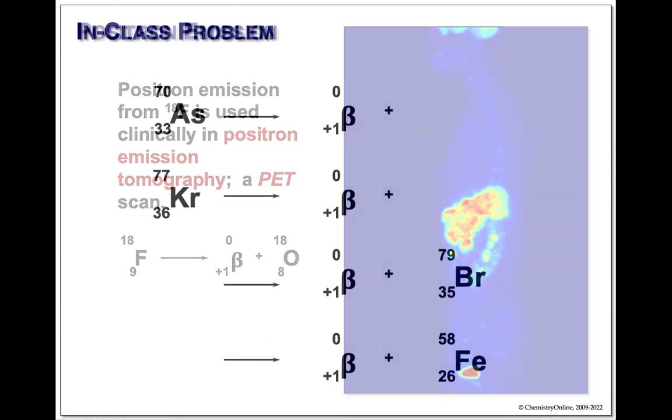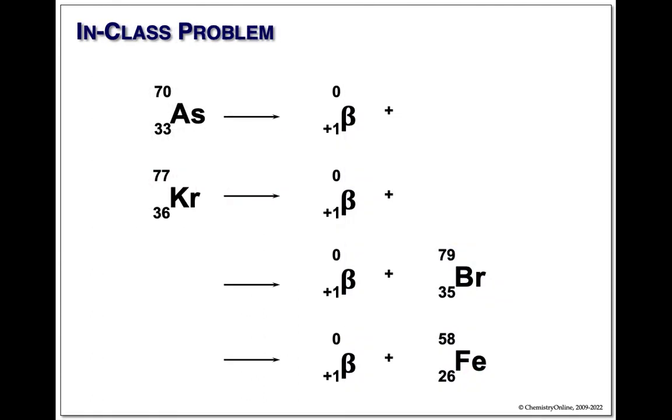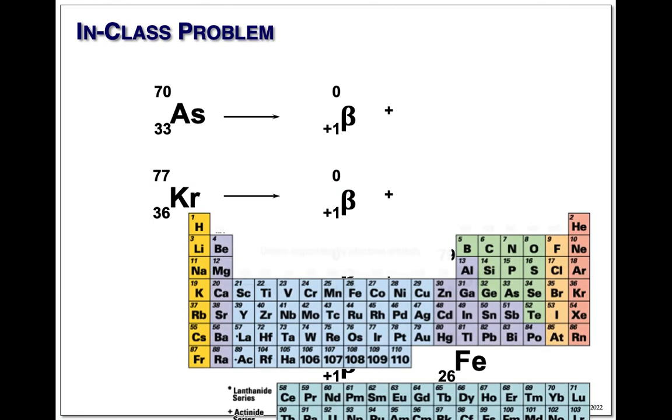All right, let's look at another problem set. We have arsenic 70, atomic number 33, loses a positron. What are we going to make? Well, the atomic number will drop by 1. So we started at arsenic, we're now germanium. So it's germanium, atomic number 32, mass number 70.